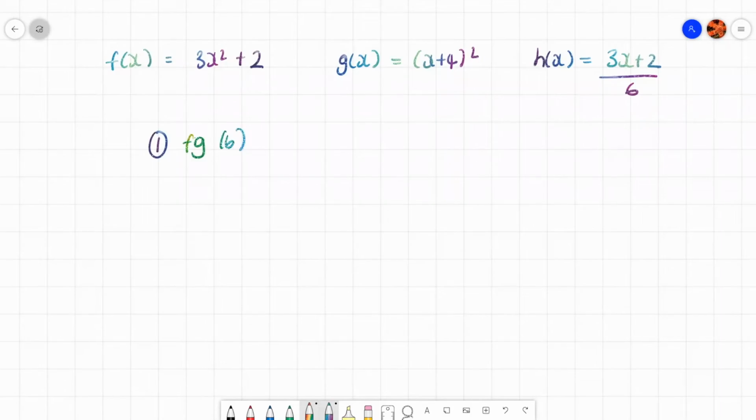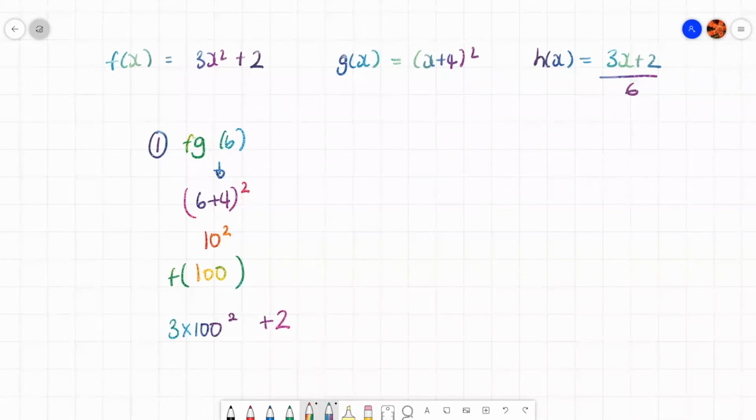Okay, so let's have a look. So I'm going to do in the function of g, I'm going to replace x with 6. So I need to do 6 plus 4 all squared, don't I? 6 plus 4 is 10. 10 squared is 100. Then I need to apply the function of f to that. So instead of x, I'm going to do 3 times 100 squared plus 2. Well, remember big maths, you've got to do 100 squared first. So 100 times 100 is, well, 10,000. Times that by 3, okay? And then add 2 to that. Nice and easy.